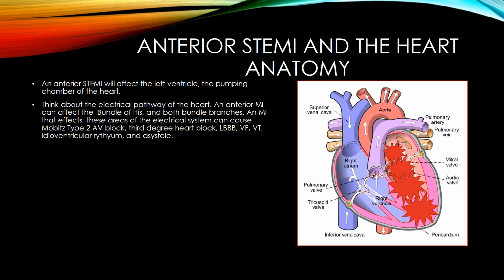When we look at an anterior STEMI and our heart anatomy, we know that an anterior STEMI will affect that left ventricle, or that pumping part of your heart. You can kind of see in the picture here where that LAD would wrap down and what it's feeding there. Think about the electrical pathway of your heart. With an anterior STEMI, you can see the effects on that bundle of His, on both of your bundle branches. You can also see it on that AV node, at times.